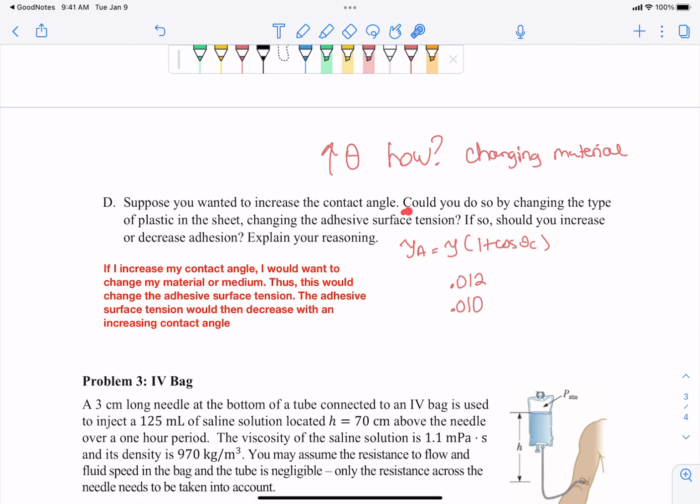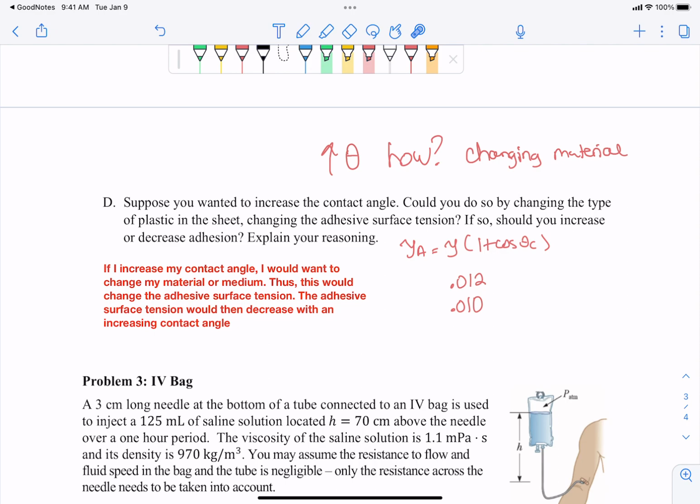So I guess maybe if we were to read this question here: could you do so by changing the type of plastic in the sheet, changing the adhesive surface tension? I guess what they mean with this comma right here is just basically saying, okay, could I increase the contact angle by changing the type of plastic in the sheet, and then by doing that, change the adhesive surface tension? I guess that's probably a way of rephrasing the question.